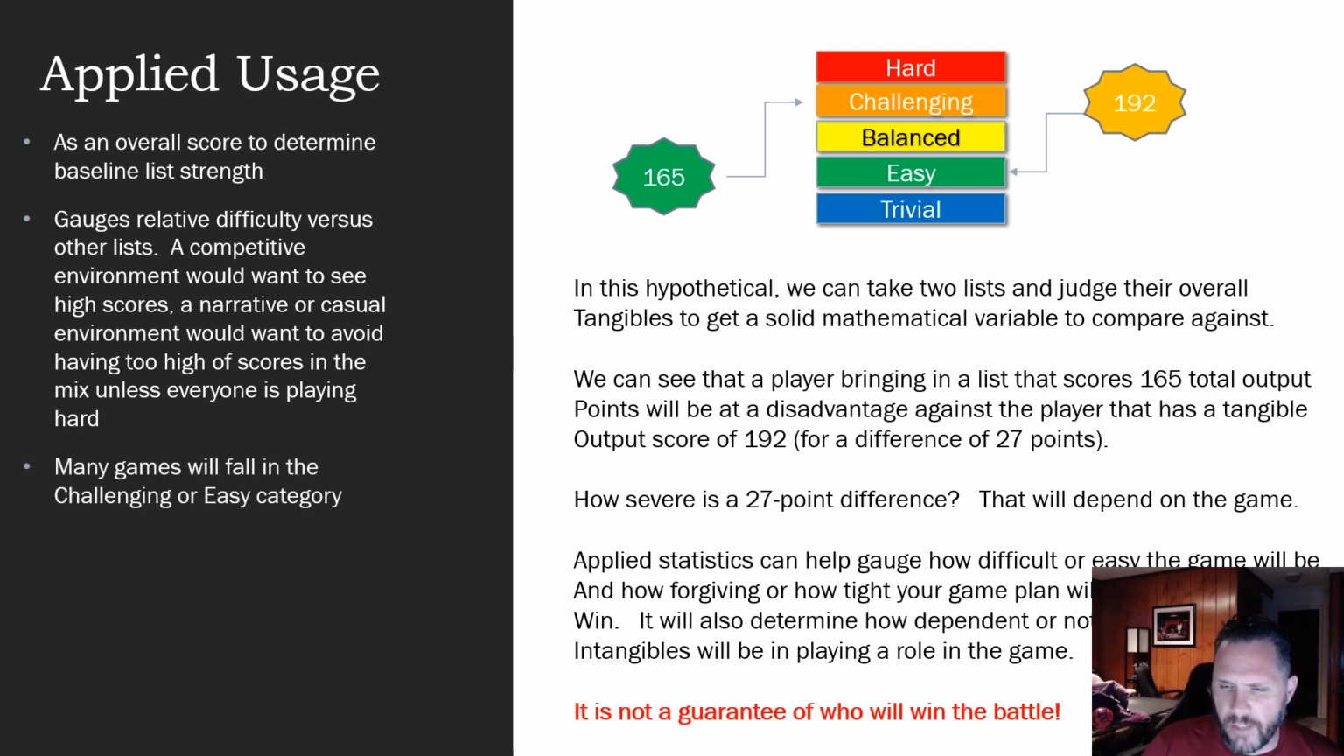Most of the games I find fall into either challenging or easy. Very few lists are balanced against each other, and most lists are not going to be extremely hard or extremely trivial. So I would say the majority of your values are going to fall as challenging or easy, which means one player is going to have to really think about what they're doing and not make a lot of mistakes, and the other one's going to have some leeway to make some mistakes and play sloppy, and they're going to have a more powerful list to lean on.